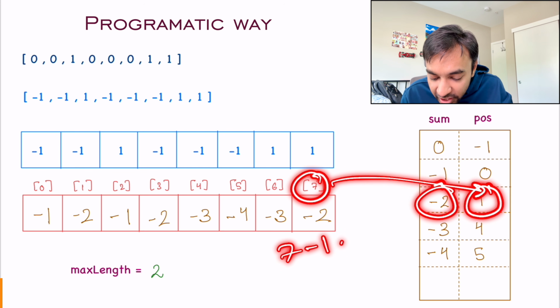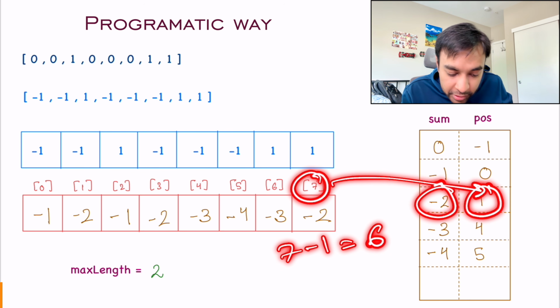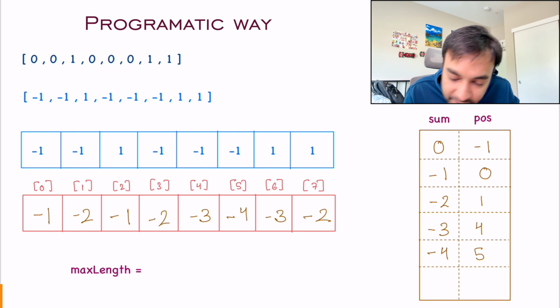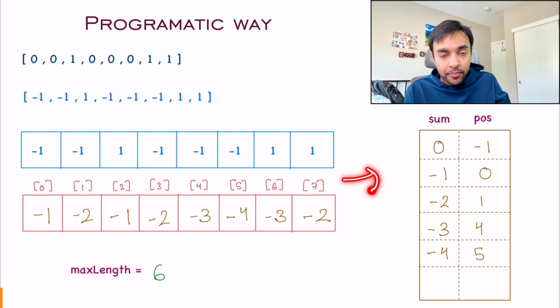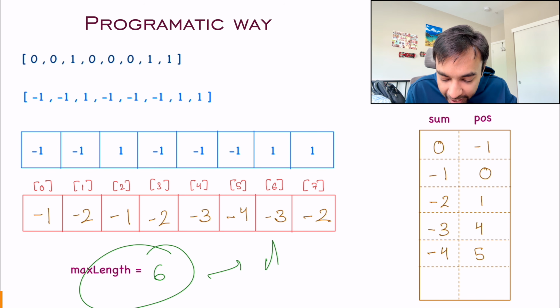7 minus 1 equals 6. That means I found a window of even bigger length. So what I'm going to do is update my max length and put down 6 over here. I have now reached the very end. That means I have completed my iteration and this is the final answer.